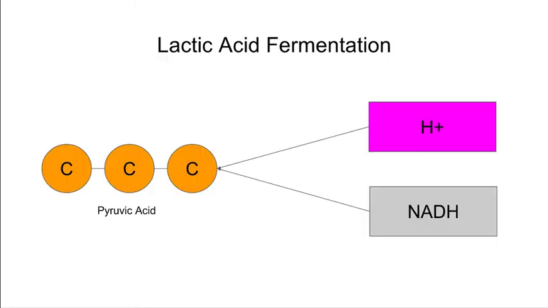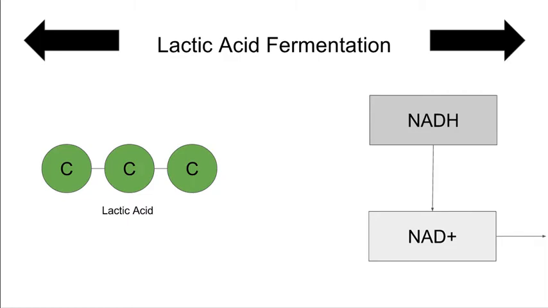Lactic acid fermentation. Pyruvic acid is converted into another 3-carbon compound called lactic acid by an enzyme. The process involves 2 hydrogen atoms from NADH and H+ being transferred to pyruvic acid. NADH is oxidized and becomes NAD+, which is used again in glycolysis. Click the back arrow to go back to the selection and the forward arrow to continue.